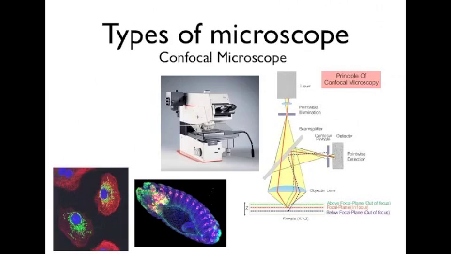The second picture is a larva of a Drosophila, so a fruit fly, and it allows us to get a much better picture of living things without actually having to kill them.